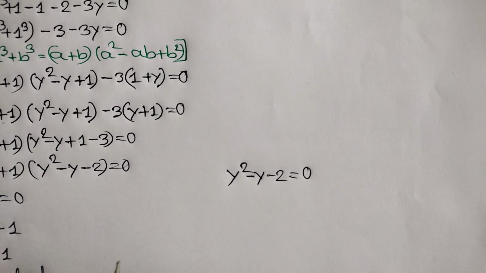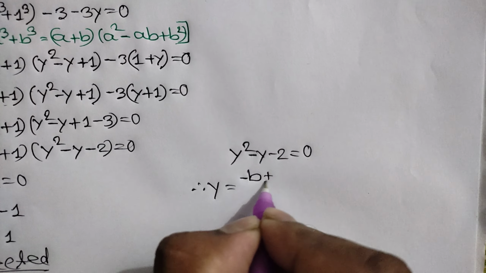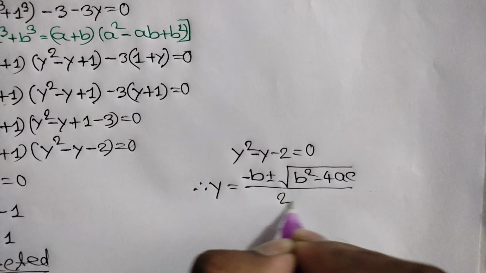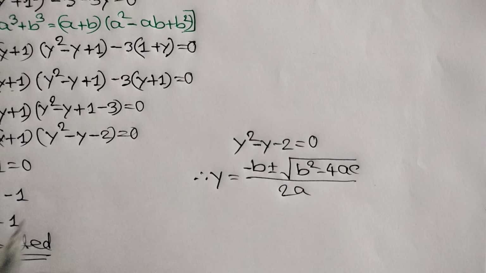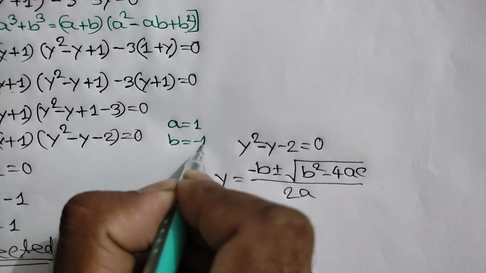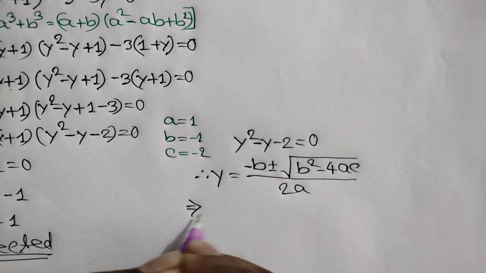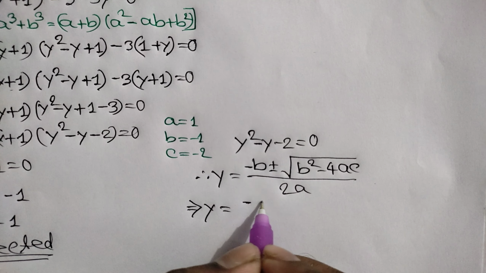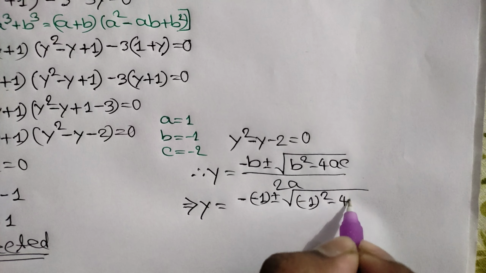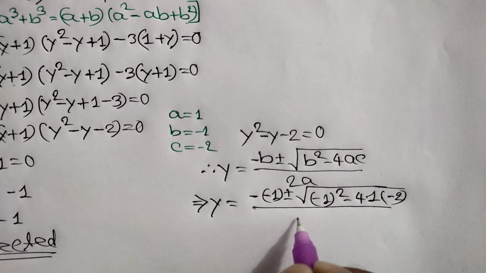Now here this is a nice quadratic equation, so we can write y is equal to minus b plus or minus square root of b squared minus 4ac over twice a. Here a is equal to 1, b is equal to -1 and c is equal to -2. So we can write y is equal to minus b, that means minus of -1, plus or minus square root of (-1) squared minus 4 times 1 times -2, over 2 times 1.